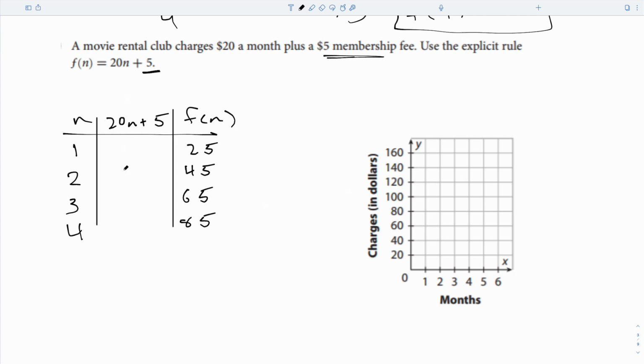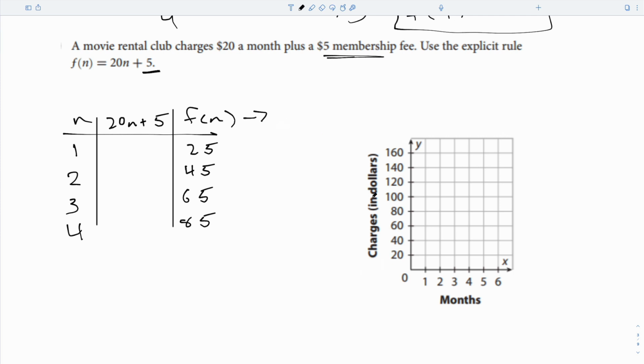After they have you make the table, you're going to graph it. We're just going to do the first 4. You just need 4 points. If they have a graph, you actually only need technically 2, because you just need to connect 2 points.